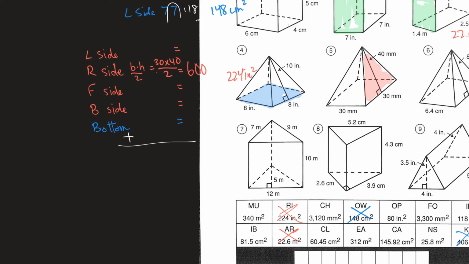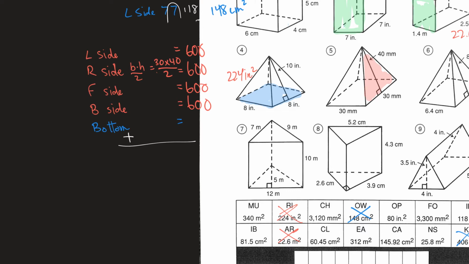Okay, now let's see what we got here. We have this is 30 and, oh hey, they have the same base. That means the bottom's a square, just like this one is a square. So this one had 4 areas that were the same. This is going to have 4 that are the same also. Let's just write it out. So this is 600 and this is 600 and this is 600. All those areas are the same. The only one that's different is the bottom.